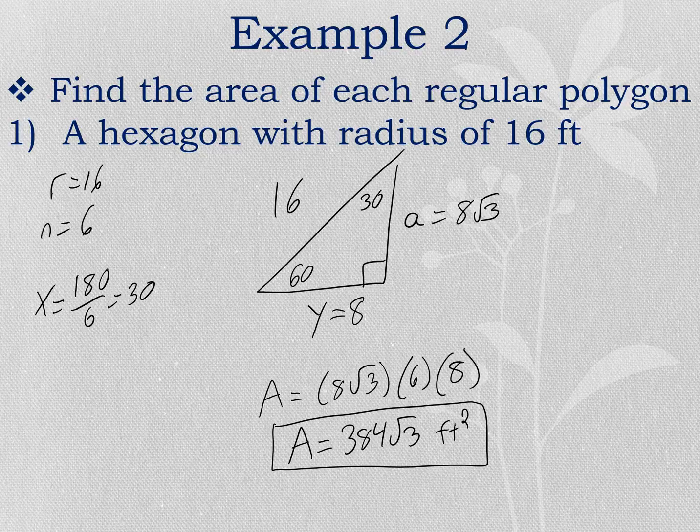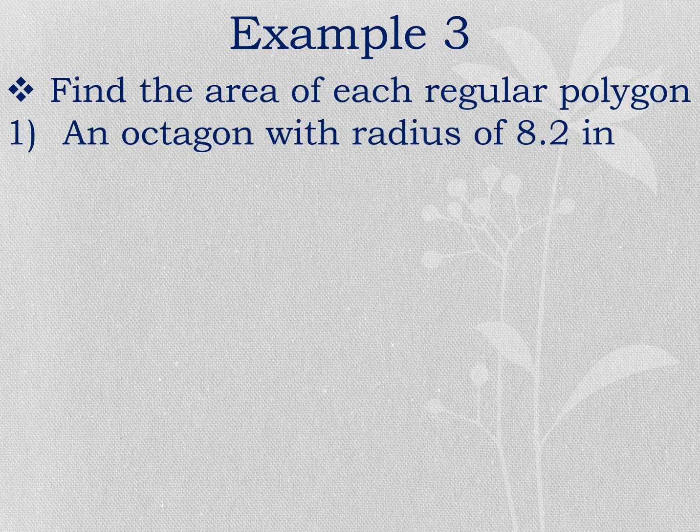R and n is given. We find x. A and y are set up very nicely. So hexagon's the only one that happens for. All other shapes you're going to have to actually solve a right triangle trig problem. Like this one.